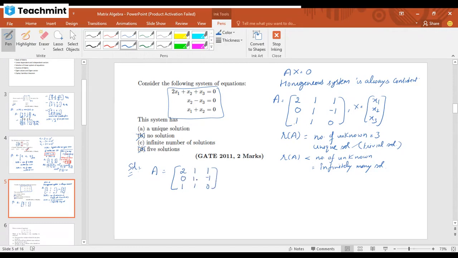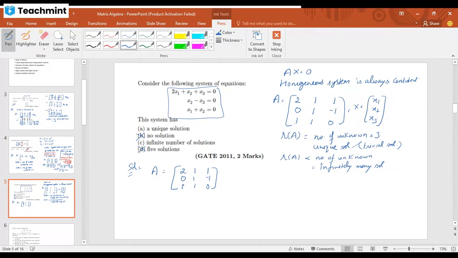Now to find out the rank of a matrix, again there are two ways. The rank of a matrix is equal to the number of unknowns means the determinant of the matrix is non-zero. The rank is less than the number of unknowns means the determinant is 0. So either we can find the determinant of the matrix or we can reduce it into row echelon form. We can apply any technique to get the answer in this case. But let us try to find the rank of this matrix by reducing it into row echelon form.